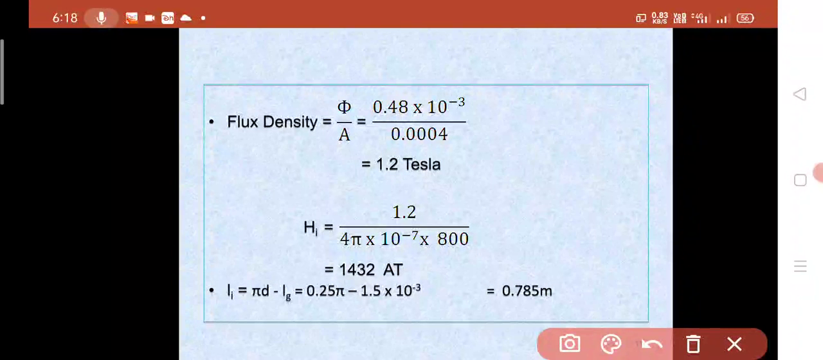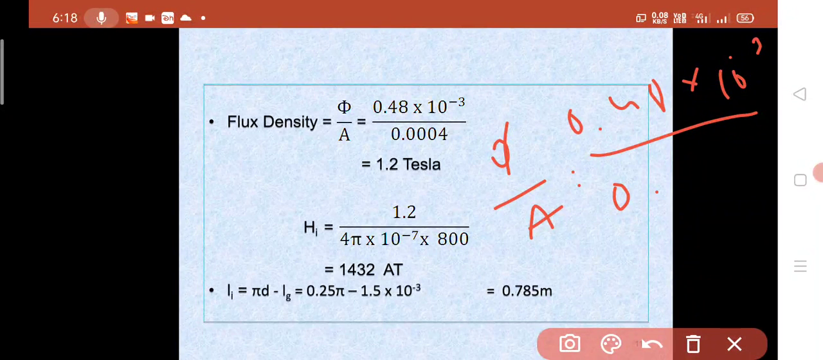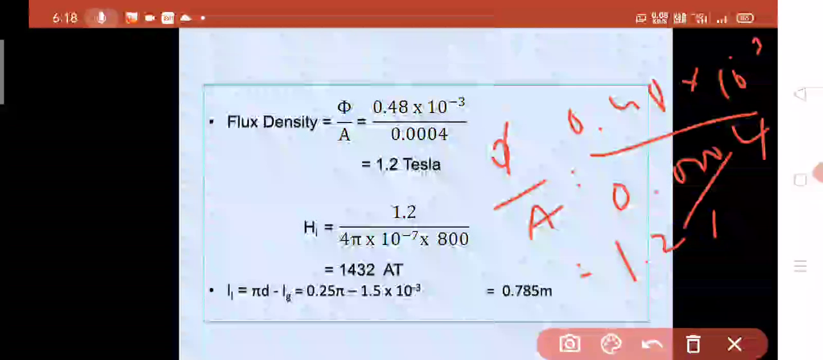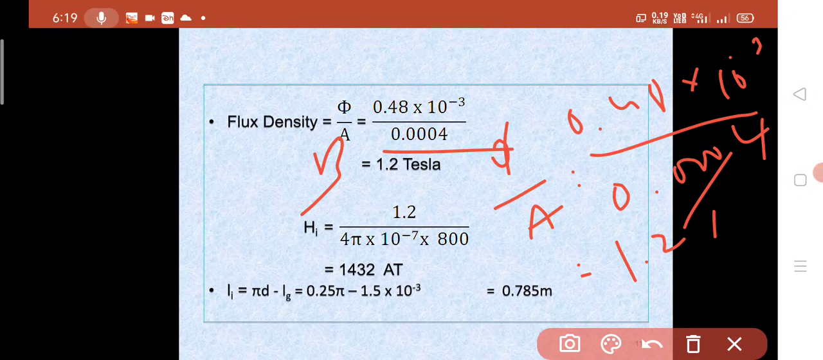Okay, flux density B is phi by A. We substitute the value 0.48 into 10 to the power of minus 3 by 0.004, which is equal to 1.2 Tesla. Phi is 0.48 milliwebers, so 10 to the power of minus 3, and the cross section of the area is 0.004. So B is equal to 1.2 Tesla.